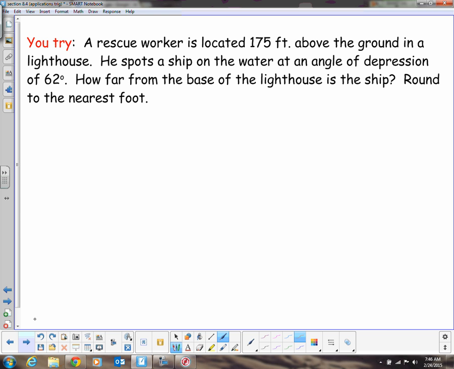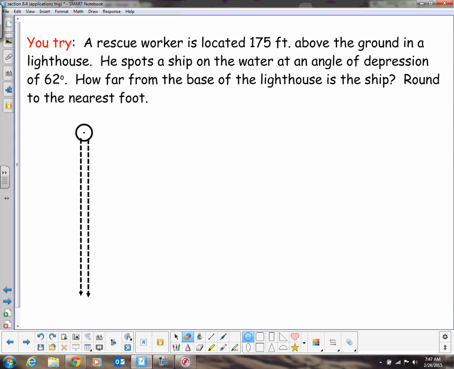Okay, so let's look at this one. A rescue worker is located 175 feet above the ground in a what? So what do you think we need to draw? A lighthouse. So here is my lighthouse. Let's put a little circle on top. This is my lighthouse. See, it's got light inside it. There's my lighthouse.